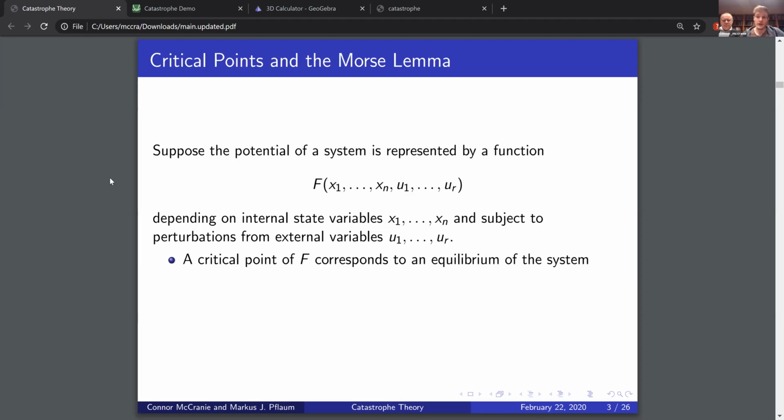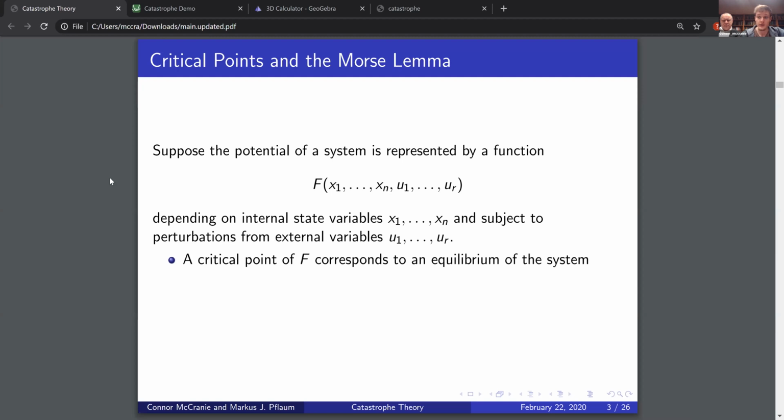All right, so in this talk, we're going to have a function of some amount of variables. The first n of our variables are going to be intrinsic to the state, so the x1 through xn. That'll be our variables that determine the state of the system internally, and then the u1 through ur will be some sort of external parameter. For example, with the water freezing, the external parameter is the temperature changing, and so the u's are going to be external perturbations.